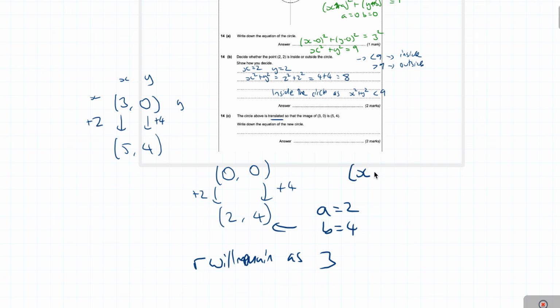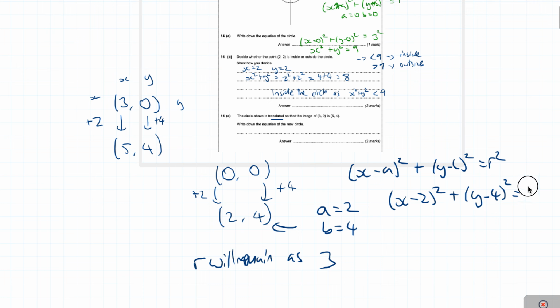So again, using the equation of a circle, x minus a squared plus y minus b squared equals r squared, our new equation is x minus 2 squared plus y minus 4 squared is equal to 9. And that is your remaining part for 14C.